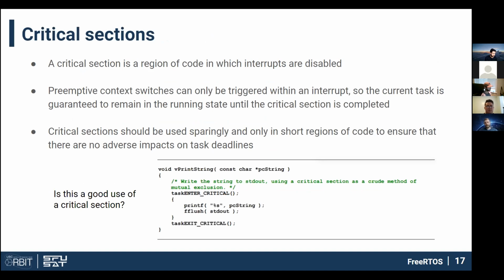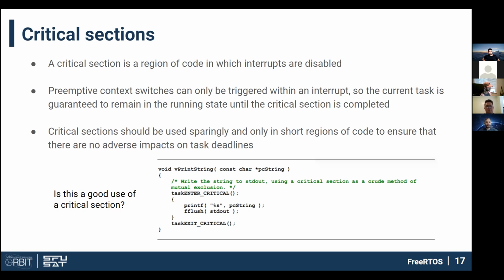So a critical section is a pretty basic and lightweight form of mutual exclusion that works by just disabling all interrupts. So if you remember from the previous section, preemptive context switches can only be triggered from within an interrupt, right? From the timer interrupt or from the interrupt of some other hardware event. So if you disable interrupts, then you can guarantee that for the time that you're executing the code within the critical section, no other task will be able to access that region, as long as you're in a single processor system. If you have multiple CPUs, it gets a little bit hairy.